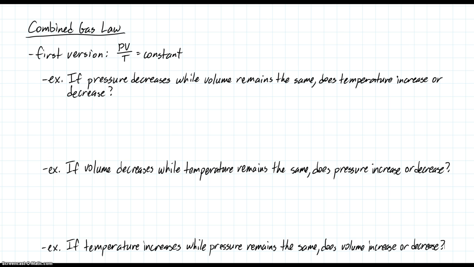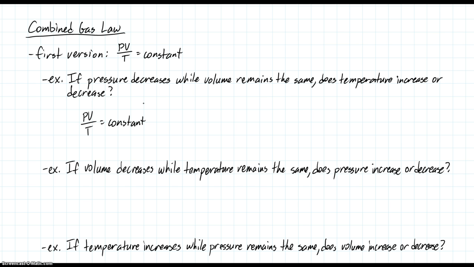So in our first example, the pressure is decreasing while the volume remains the same, and we want to discover whether the temperature increases or decreases. So again, we're thinking about this first version of the combined gas law, that P times V over T is a constant. One way of thinking about what that means is that the ratio of the numerator, pressure times volume, to the denominator, temperature, has to stay the same.